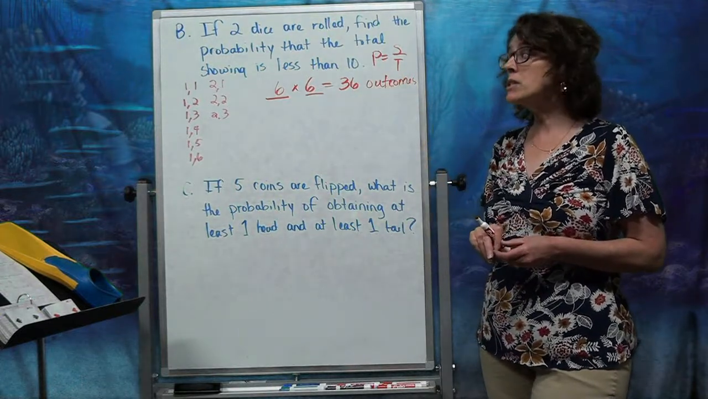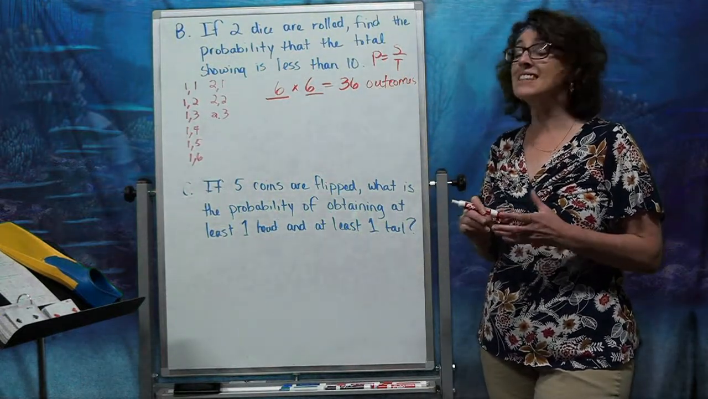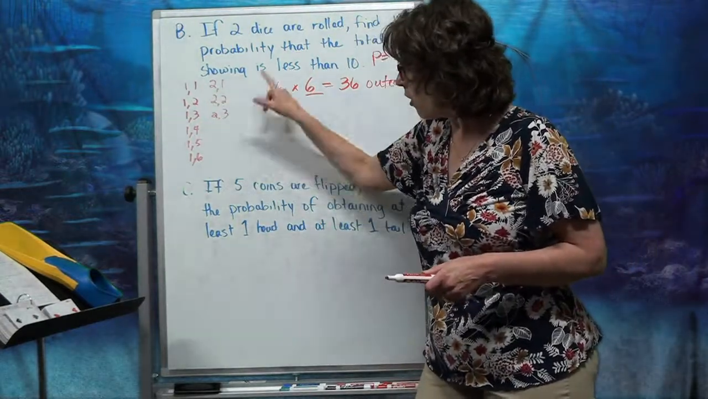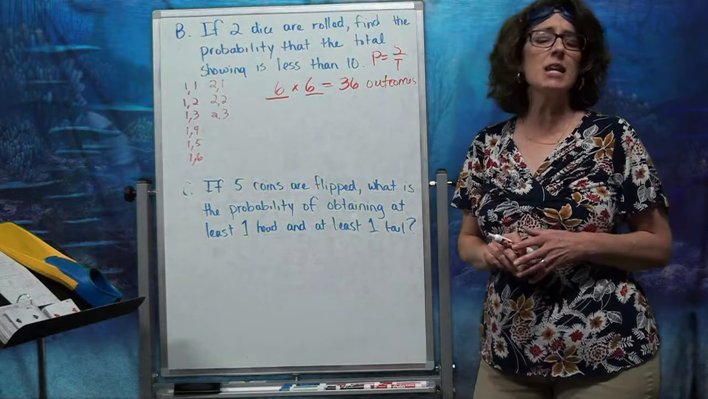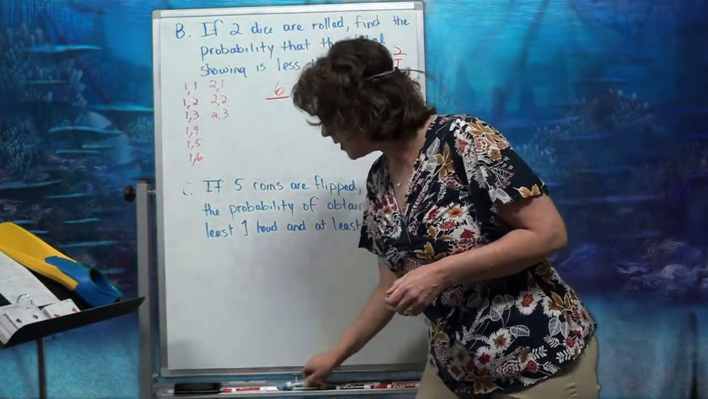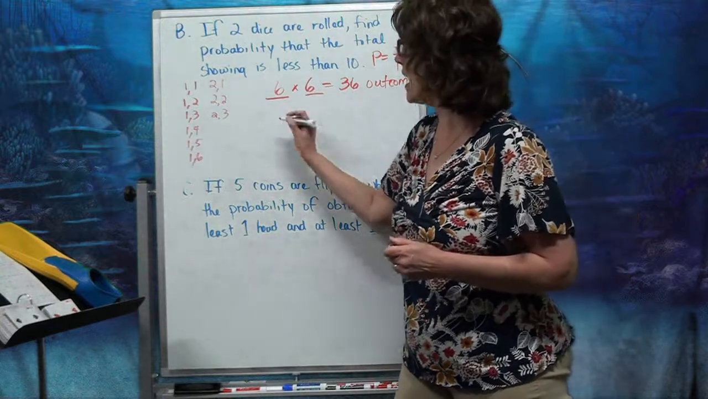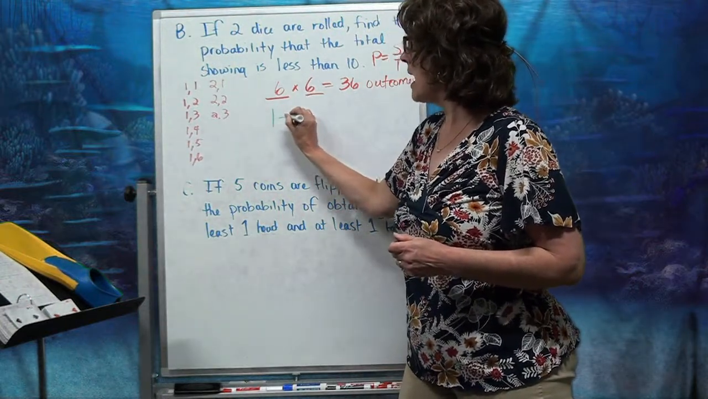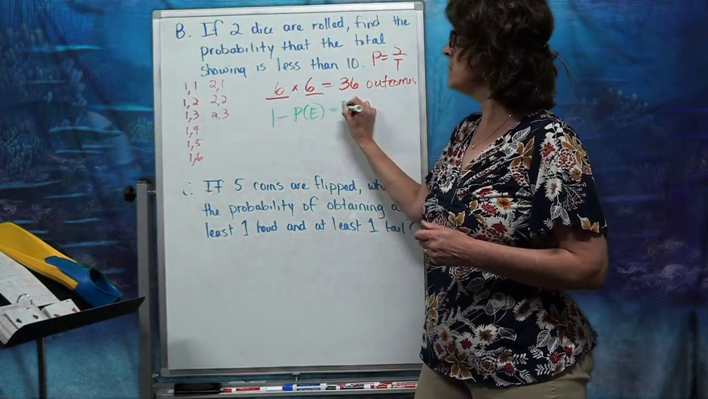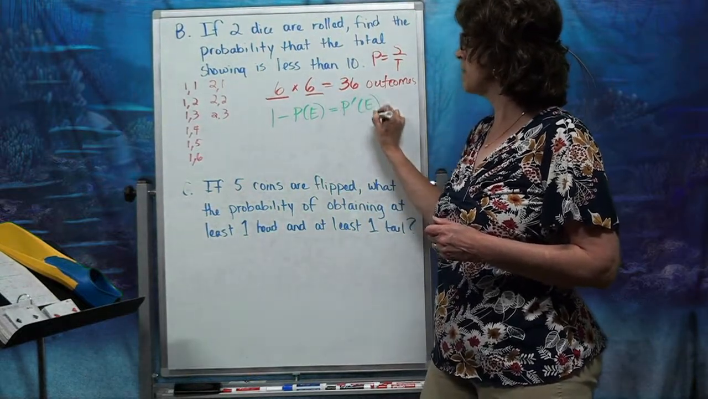But I want to know what's the probability that that total showing is less than a 10. Well, it would be a little exhausting to count all these up. So I think instead I'm going to use that concept of that complement of the probability. In other words, I'm going to say, what if I take that entire sample space of 1, I take out the probability of the event, that will leave me what I'm looking for, which is the complement.